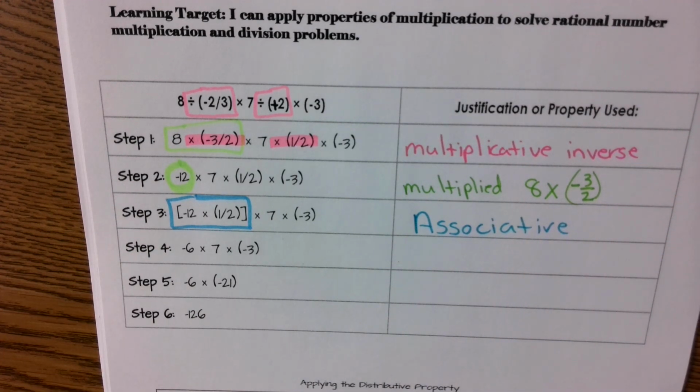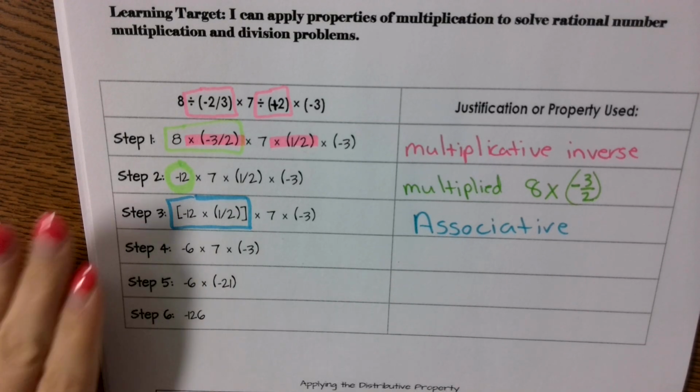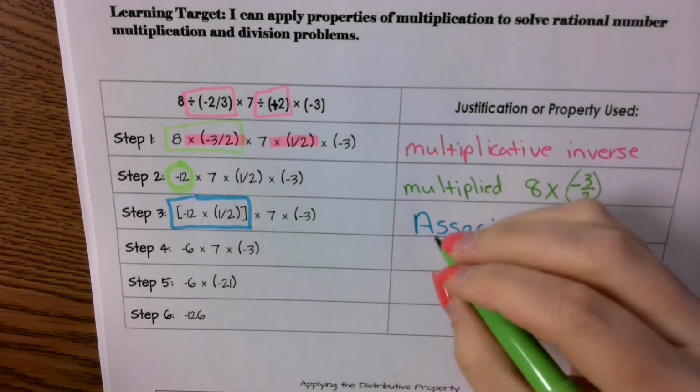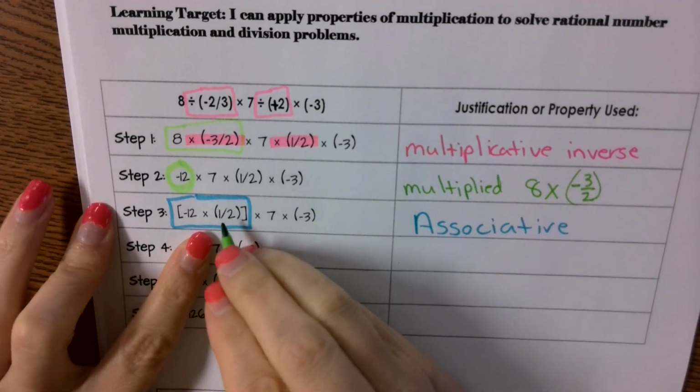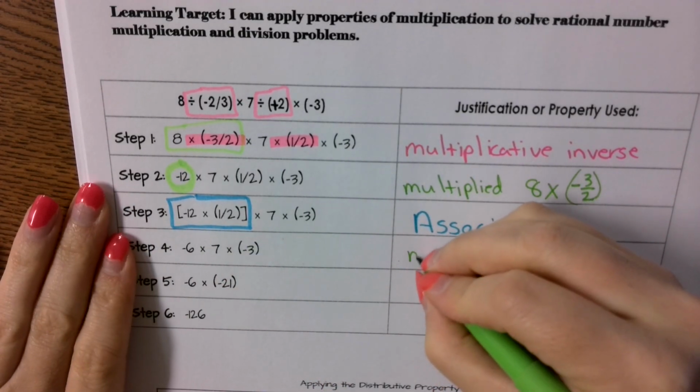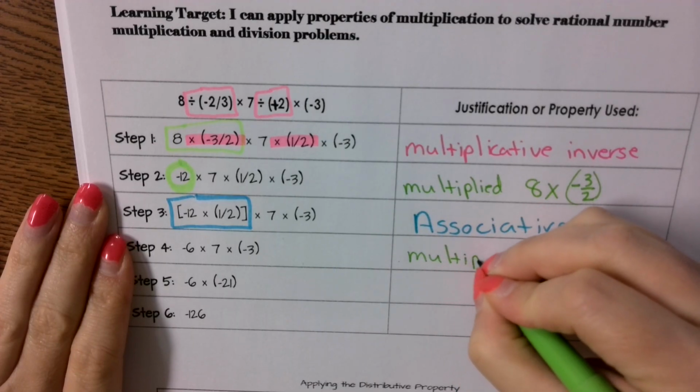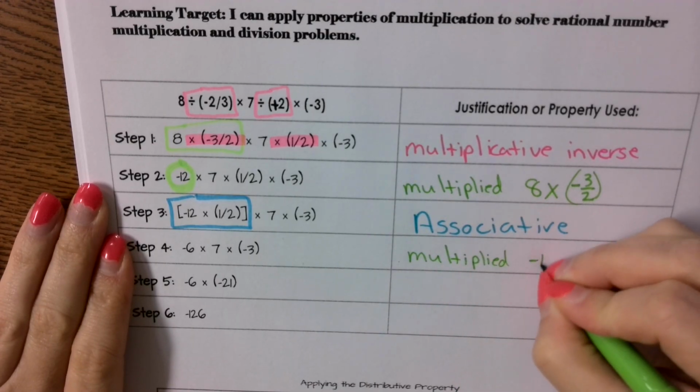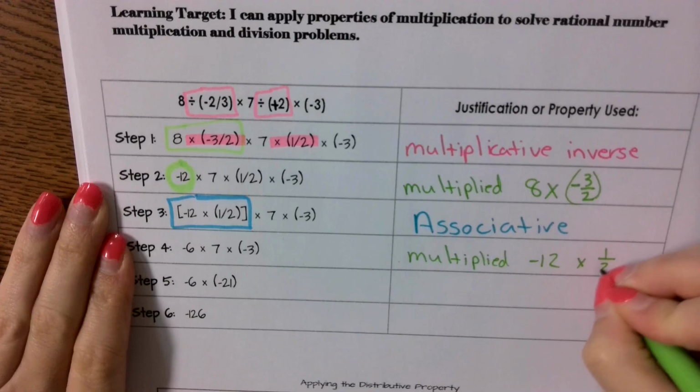Okay, and then to go from step 3 to step 4, what did we do? Jean-Luc? Multiply negative 12 by 1/2. Just negative 12, not x. That's a multiplication symbol for right now. But yes, we just multiplied. All we did here was multiply negative 12 times 1/2.